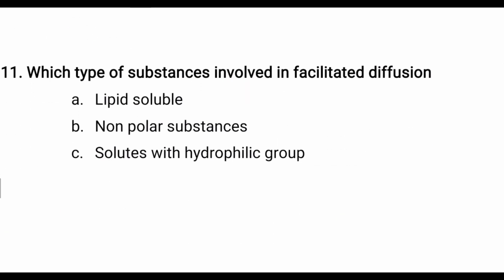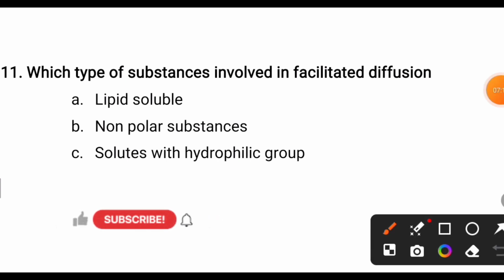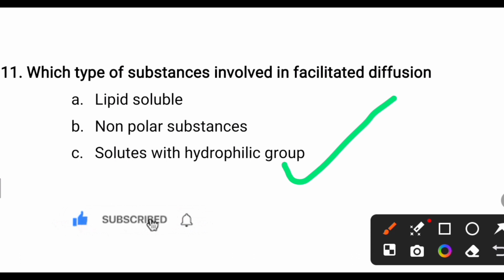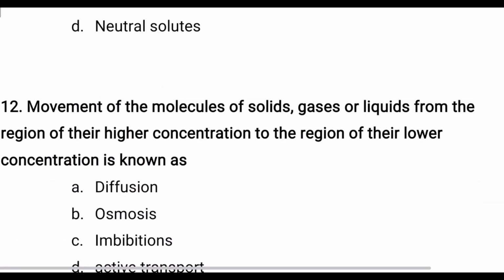Which type of substances are involved in facilitated diffusion? Options are lipid soluble, non-polar substances, solutes with hydrophilic group. So solutes with hydrophilic group substances are involved in facilitated diffusion. They move across the membrane by facilitated diffusion. That means through proteins they enter into the cell. Okay, so let's see the next question.